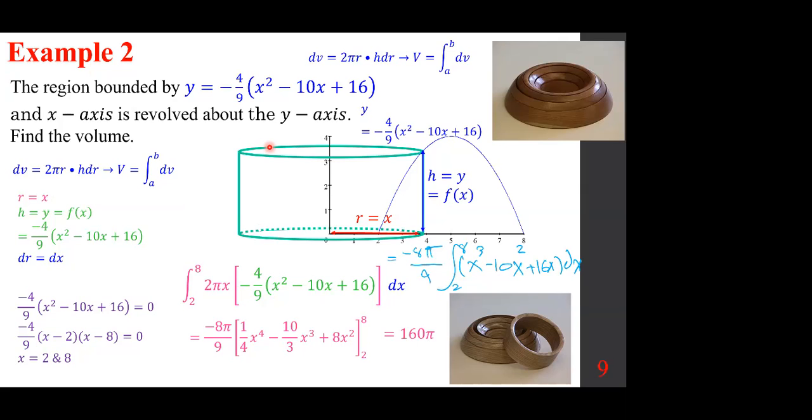So from here to here takes a couple of steps. You can come up with the x. Here's the next one.